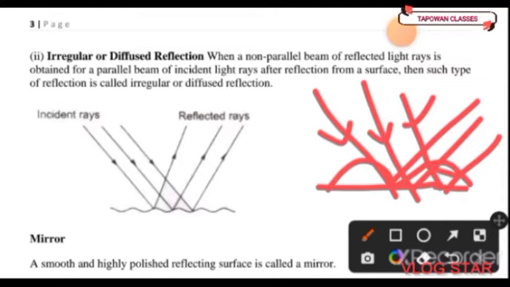This is an irregular surface. In an irregular surface, the incident ray comes in and the reflected ray goes out from this section. What is known as irregular or diffuse reflection? We can say that when a non-parallel beam of reflected light rays is obtained from a parallel beam of incident light rays after reflection from a surface, such a type of reflection is called irregular reflection.